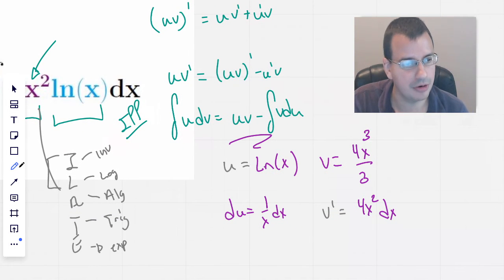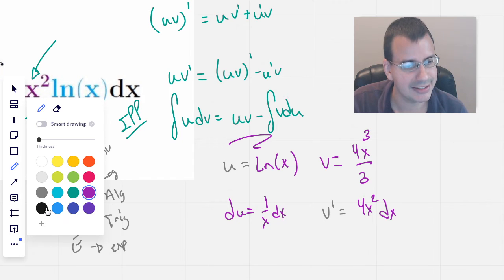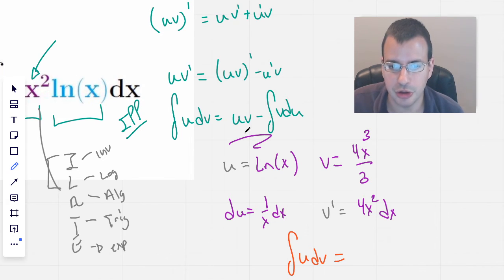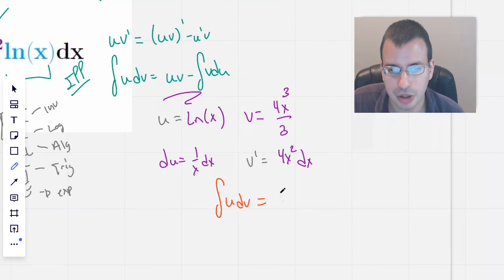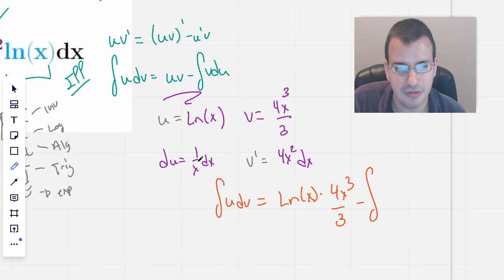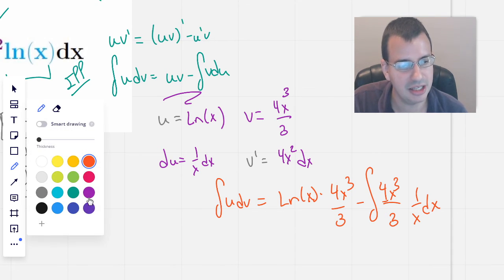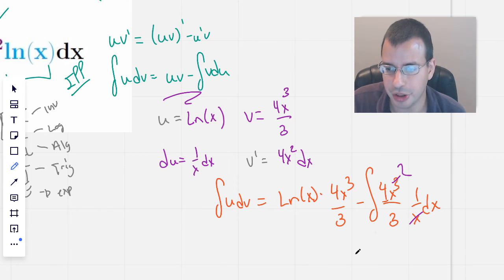All right, now I put it into the formula, and I'm going to do orange. So we know that integral of u dv, which is what we're trying to solve for right here, will be u times v, so natural log of x times 4x cubed over 3, minus integral of v, this one, 4x cubed over 3, times du, which is 1 over x dx. Now this 1 over x becomes handy, because that then cancels with one of those.